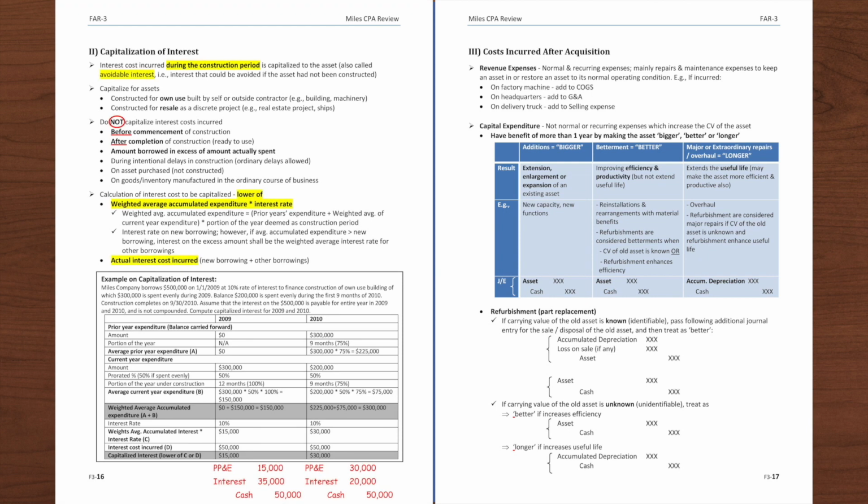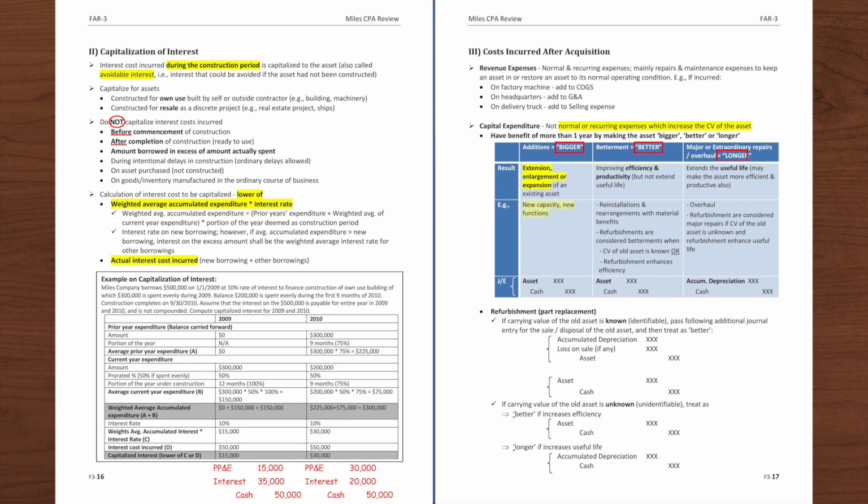Capital expenditure. These are not normal or recurring expenses, and they increase the carrying value of the asset. Capital expenditure can make your asset bigger, better or longer. So let's put a box around bigger, another box for better and a third one for longer. Under the column for bigger, highlight extension, enlargement or expansion.